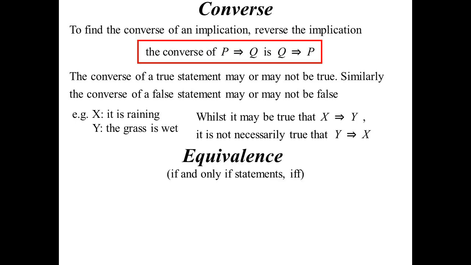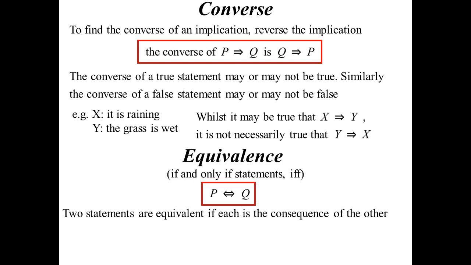Equivalence. Okay, these are if and only if statements, spelt IFF. That's the abbreviation for if and only if. That means both are true. P implies Q and Q implies P. And that's why we have the double arrow, because the implication's going both ways. So two statements are equivalent if each is the consequence of the other. If we have P, we get Q. If we've got Q, we get P.